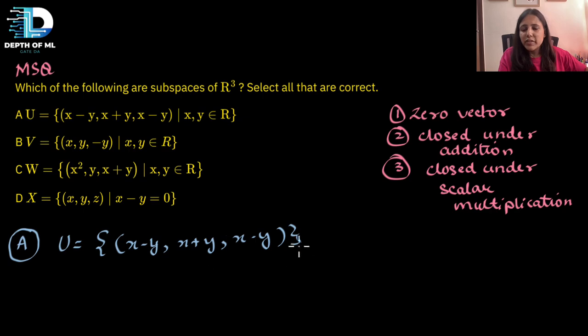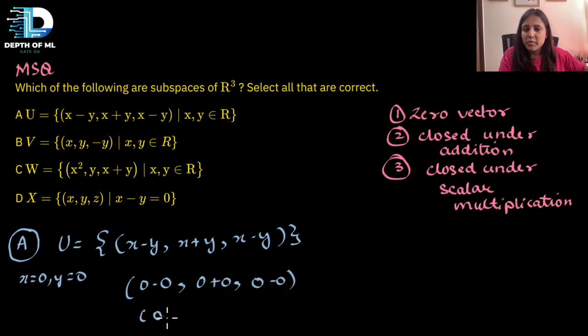So first of all, I'll check whether the zero vector belongs to this. If x is equal to 0 and y is equal to 0, then I'll have the zero vector, right? Because I'll have 0 minus 0, 0 plus 0, and then 0 minus 0. So this is giving me a vector of the form 0, 0, 0, right? So this belongs to U. Therefore, this is correct. So the zero vector checks out. Now I have to see whether this is closed under addition or not. How will I check that? Let me take another color.